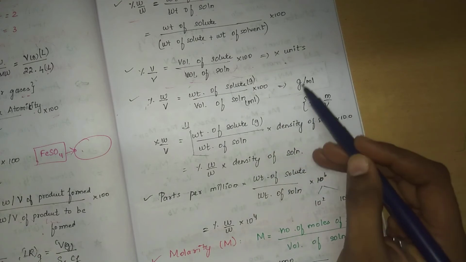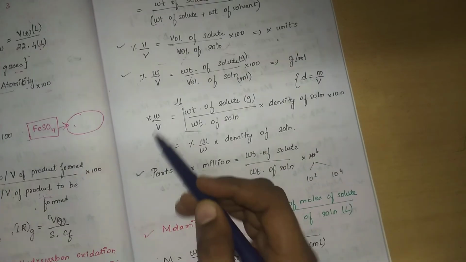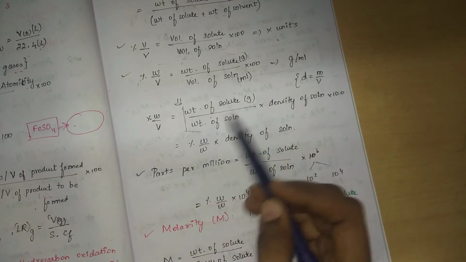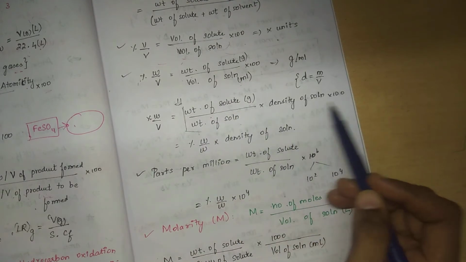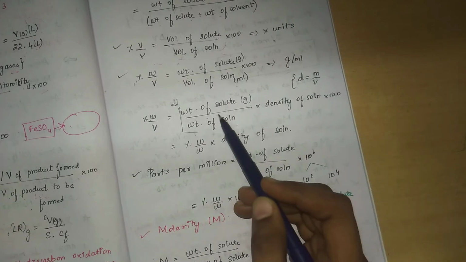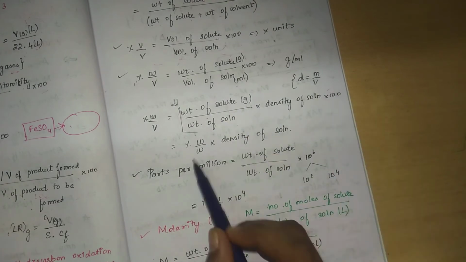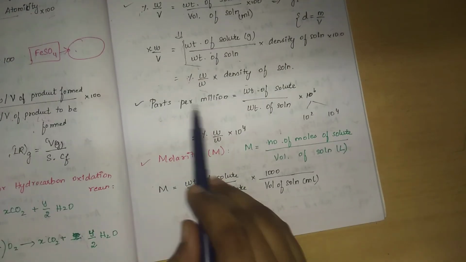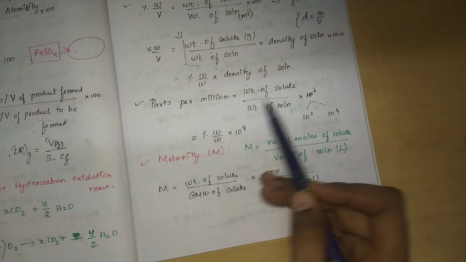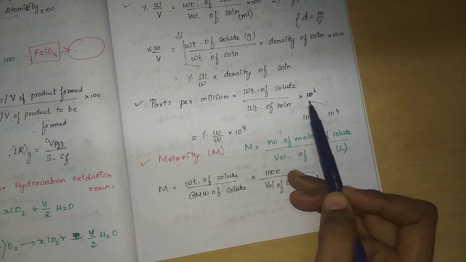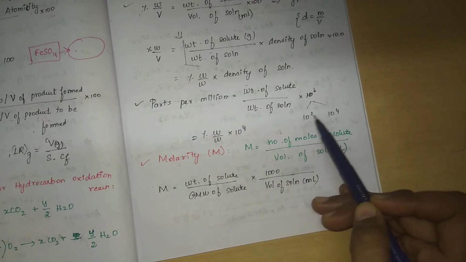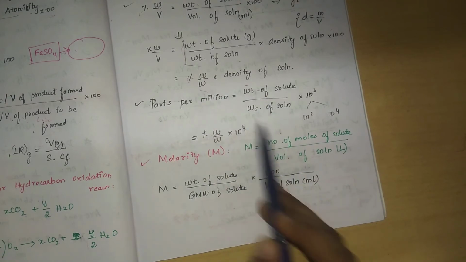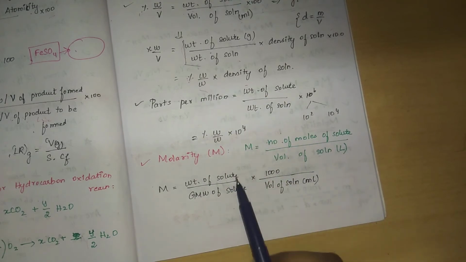It has units like gram per ml. So you can also write the formula as weight of solute divided by weight of solution into density of the solution into 100. Or else you can combine these two and write percentage weight by weight into density of the solution. Parts per million equals weight of solute by weight of solution into 10 power 6. If you split this into 10 square and 10 power 4, you can write it as percentage weight by weight, this total term, and into 10 power 4.